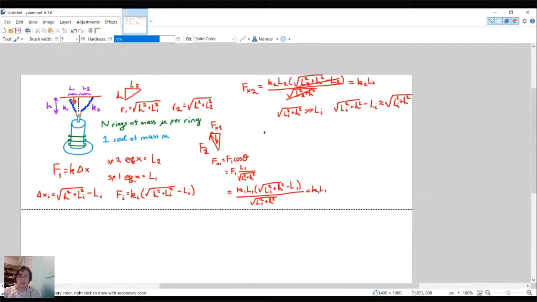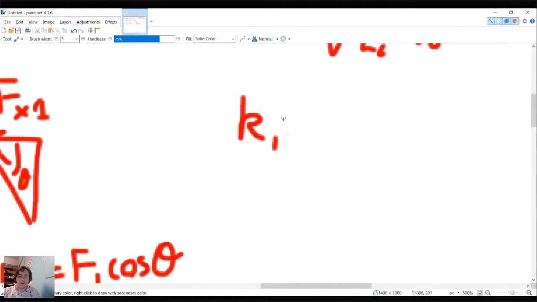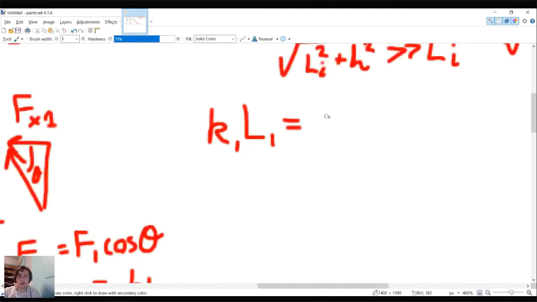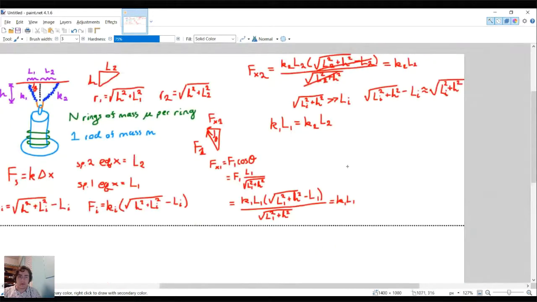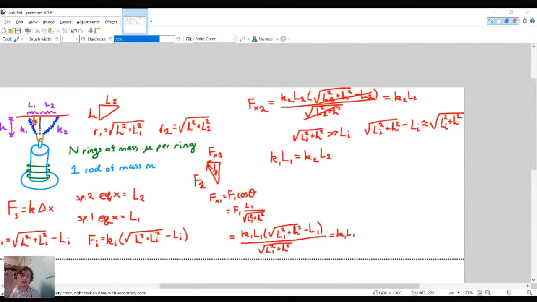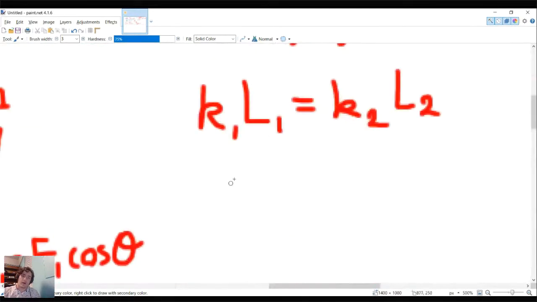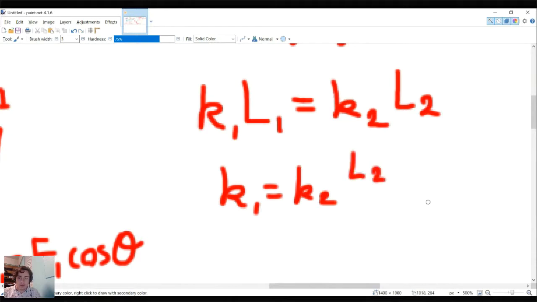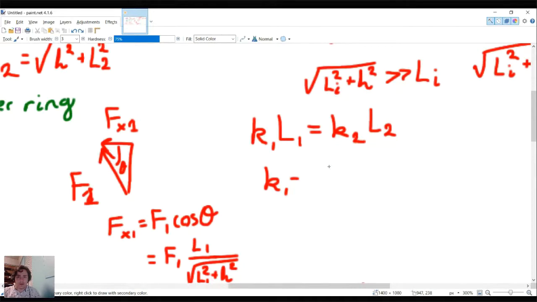So now we have K1L1 equals K2L2. The reason is that the horizontal forces have to be equal and opposite in direction because it's not moving horizontally. So we're going to divide this over by L1. Well, actually, we'll just keep that relation for now.